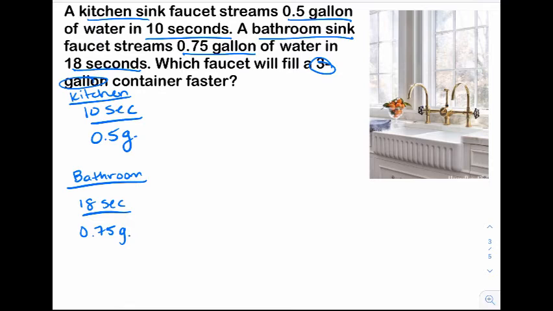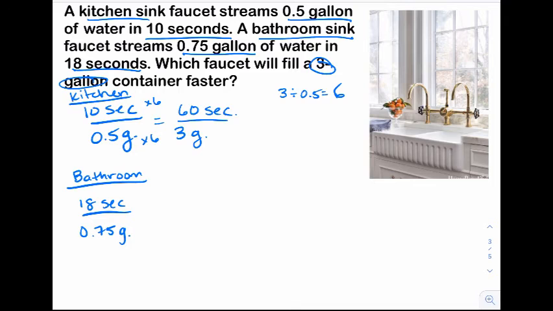Since my gallons are on the bottom, I want to remain putting my 3 gallons on the bottom as well. So I'm going to do 3 divided by 0.5. That's going to give me 6. So I know that I have to multiply 0.5 times 6 to get 3. I have to do the same thing on the top. So 10 times 6 is 60 seconds. It takes the kitchen sink faucet 60 seconds to fill the container.